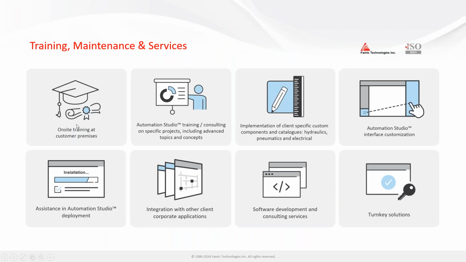Training, maintenance, and services: online training, training at the customer premises, and Automation Studio consultants on specific projects, including advanced topics and concepts. If you need this, you can directly contact us. Implementation of client-specific custom components and catalogs for hydraulics, pneumatics, and electrics. As I told you, we can create a catalog for you if you need. Automation Studio interface customization: if you need some customization of your own software, you can do that also. We assist in installation, integration with clients' corporate applications, software development and consulting services, and turnkey solutions. Those are the things offered by Famic Technologies.